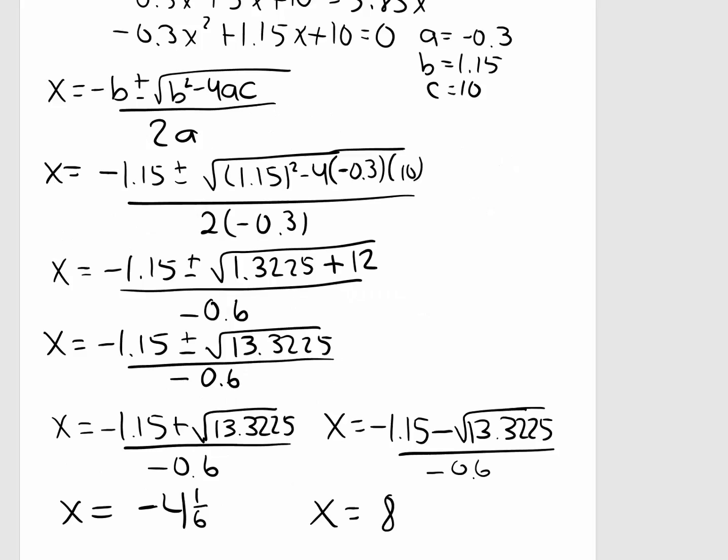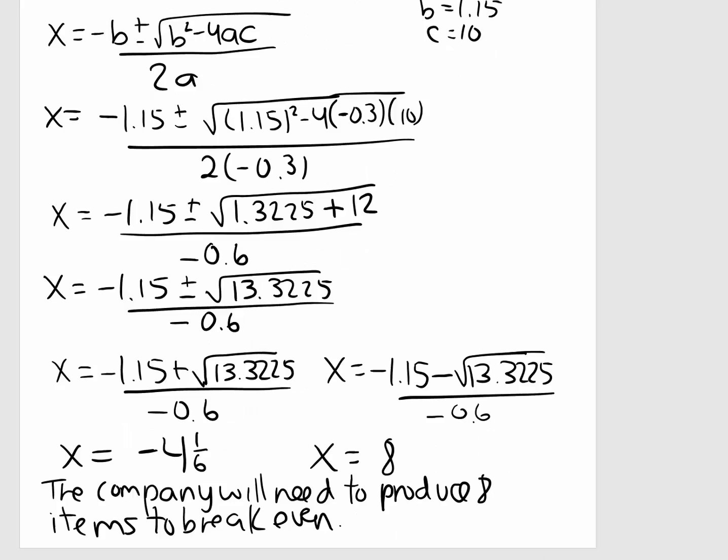Notice here I only have one solution that is positive because it doesn't make sense to have negative items. So I'm going to write a sentence underneath to summarize what we just determined here. So the company will need to produce 8 items in order to break even.